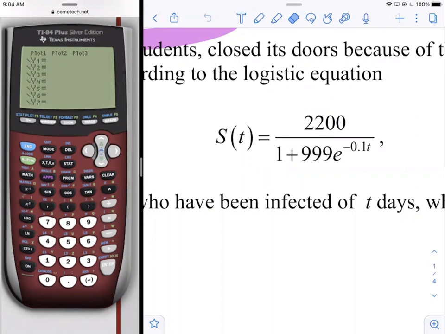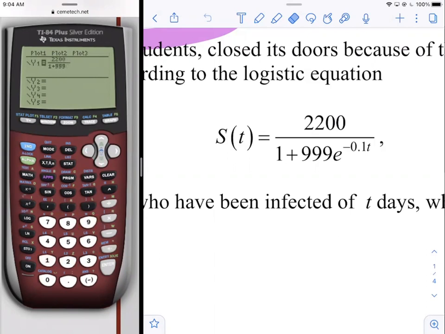So the horizontal division bar, you want to use that as often as possible. Y'all can get it by hitting alpha x, out the green button and then one to the right. Unless you have an older model like I do, then you can hit alpha y equals, which is your F1. And there it is, number one. So everyone needs to know how to get that. 2200 down and then 1 plus 999.